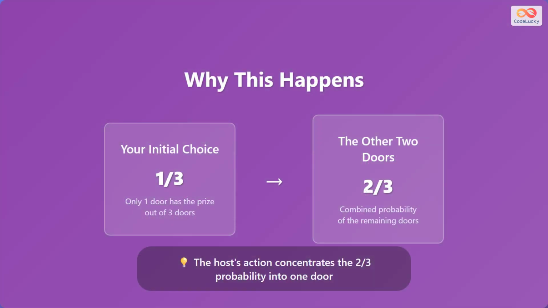Let's understand why this happens. When you make your initial choice, there is a 1/3 probability that you pick the door with the prize, since only one door out of the 3 has the prize. This means the other 2 doors combined have a 2/3 probability of hiding the prize. The host's action concentrates that 2/3 probability into one door.